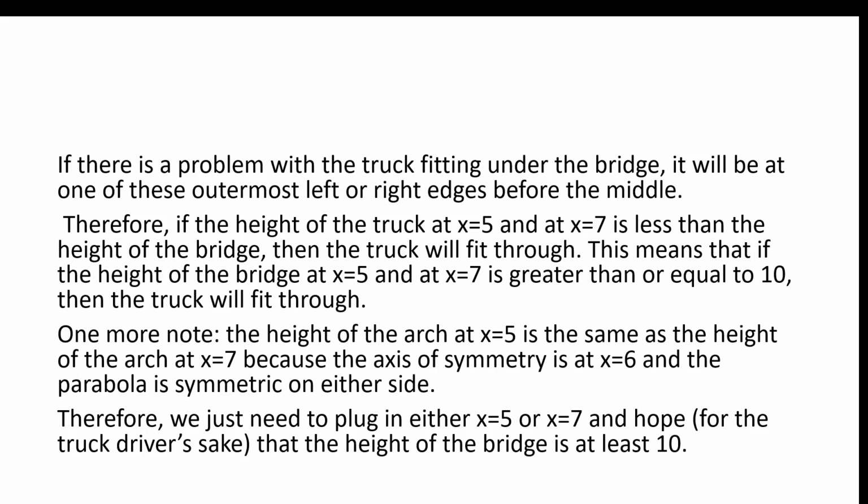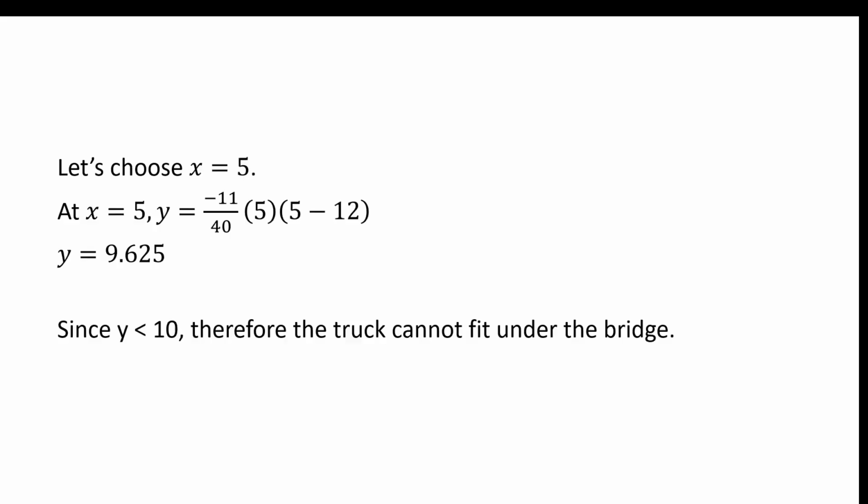And one more note, as already mentioned, the height of the arch at x equals 5 is the same as the height of the arch at x equals 7 because the axis of symmetry is at x equals 6 and parabolas are symmetric on either side. That's why we actually call it the axis of symmetry. So all we're going to need to do is plug in either x equals 5 or x equals 7 and hope for the truck driver's sake the height of the bridge is at least 10.